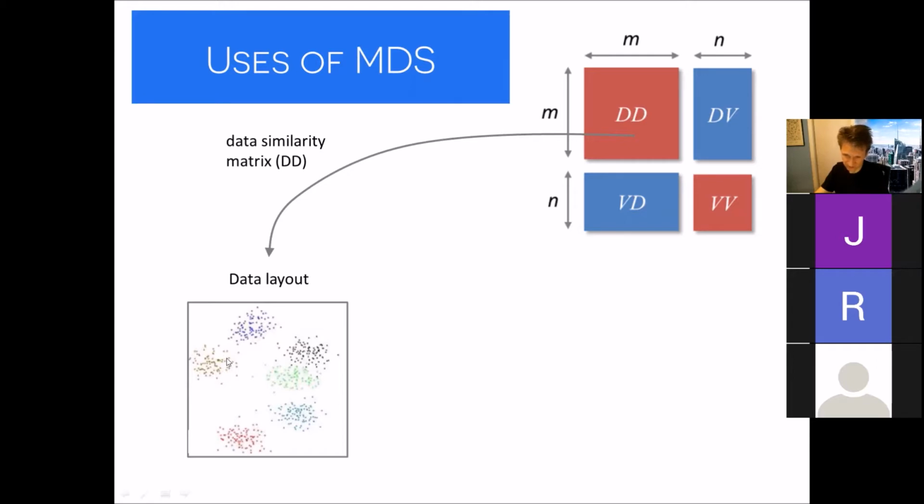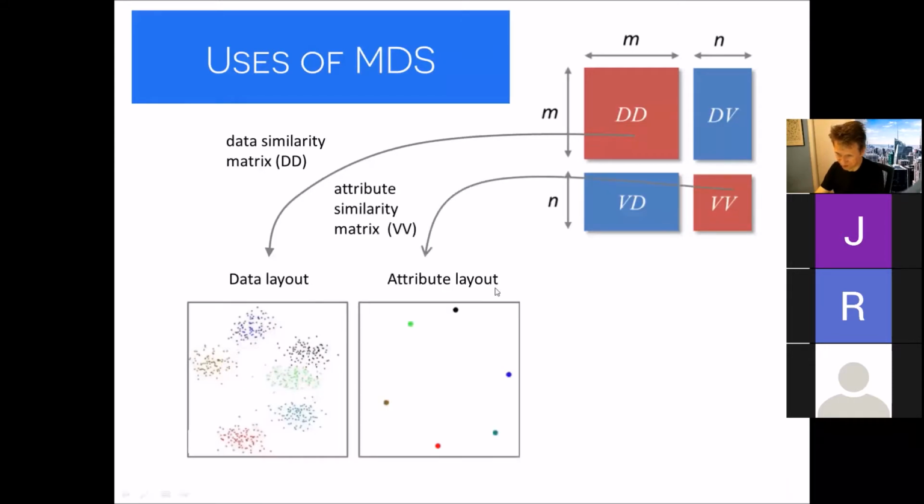You can see these clusters nicely, green and so on. And what is this? This is the VV, the variable layout, the attribute layout. This is n variables, so you get an n by n matrix for n by n similarities. Here are the similarities of the attributes. So the green one and the black one are more similar, and the green one and the blue one are not so similar. That's why they're far apart.